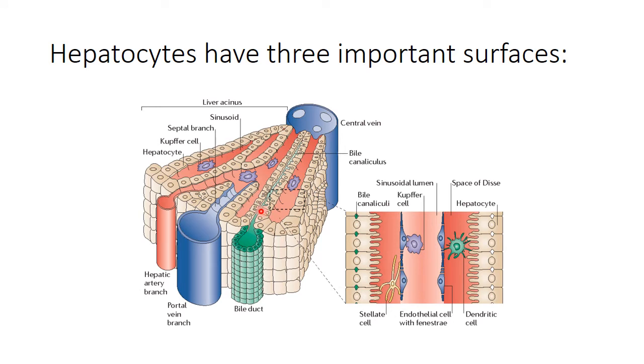Hepatocytes on their canalicular surface also have short irregular microvilli, and the cytoplasm of the hepatocytes near the canalicular surface is characterized by the presence of actin filaments. As you know, actin filaments can contract and relax, and that's why we have an idea that these actin filaments influence the rate of flow of bile from the canaliculi into the bile duct at the periphery of the hepatic lobule.